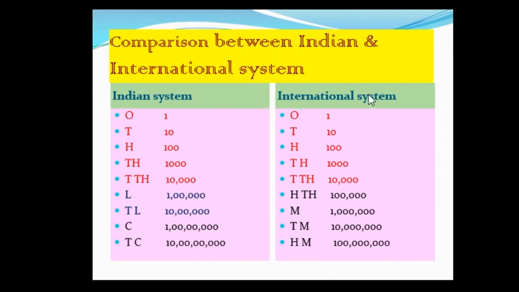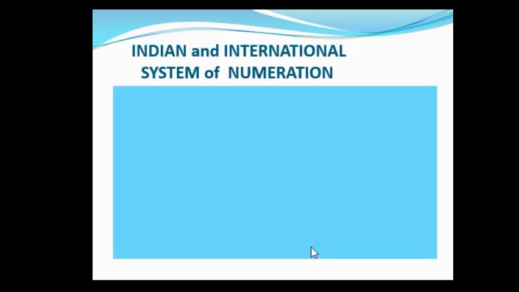Then in the international system, after ten thousands comes hundred thousands, after this comes millions, then ten millions, then hundred millions.